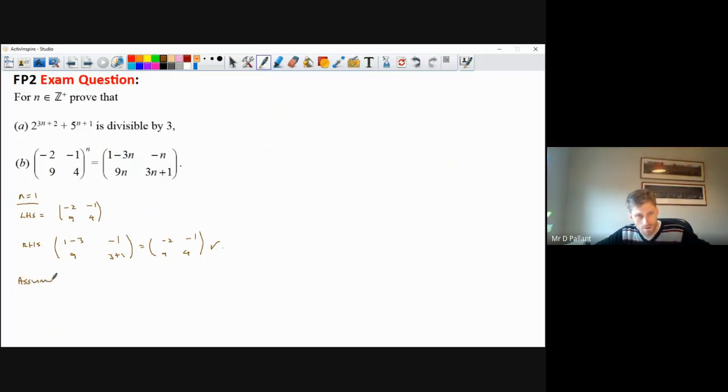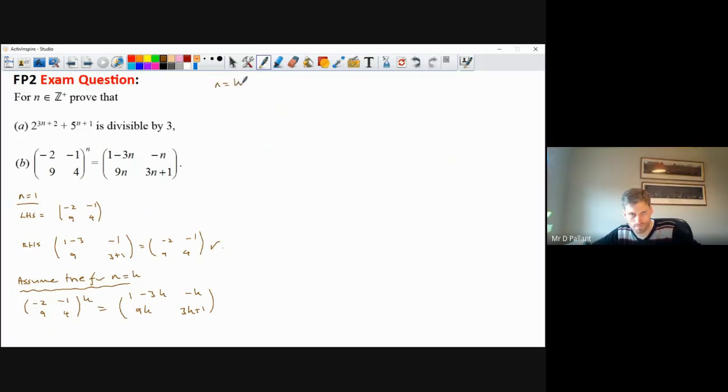Assume true for n equals k. So we're going to say that -2, 9, -1, 4 to the power of k. Now, some of these steps are a bit laborious. Obviously, this one is laborious, which is copying. But I do find that when you take the time to follow the structure, follow the process, write the steps out, it actually helps you to answer the question because you get time to be thinking about it and really take it in as you're writing it down. So I do find it's not pointless.